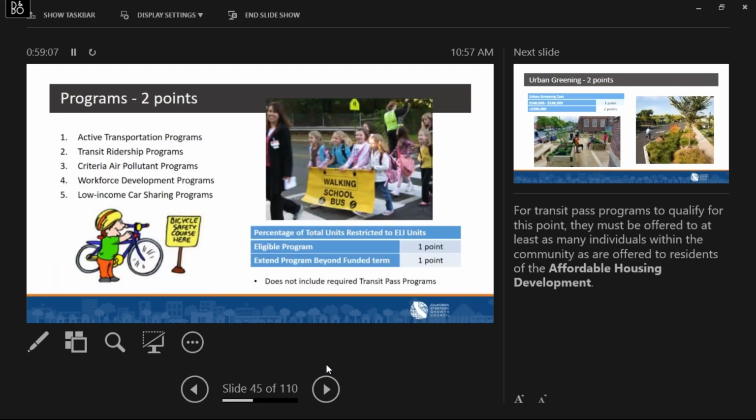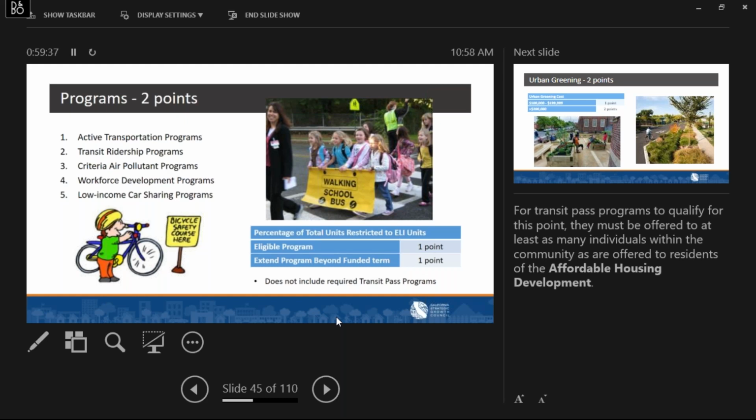We also have 2 points available for programs. The first point is for instituting an eligible program; you can see our 5 eligible program uses on the left. One thing to note is that if a project is proposing transit passes as its eligible program use for this point, those transit passes must be offered to at least as many community residents as are being offered to residents in the affordable housing development.